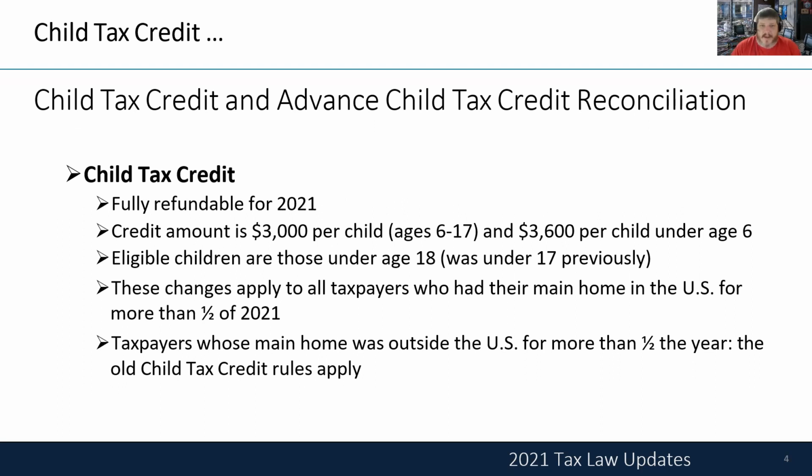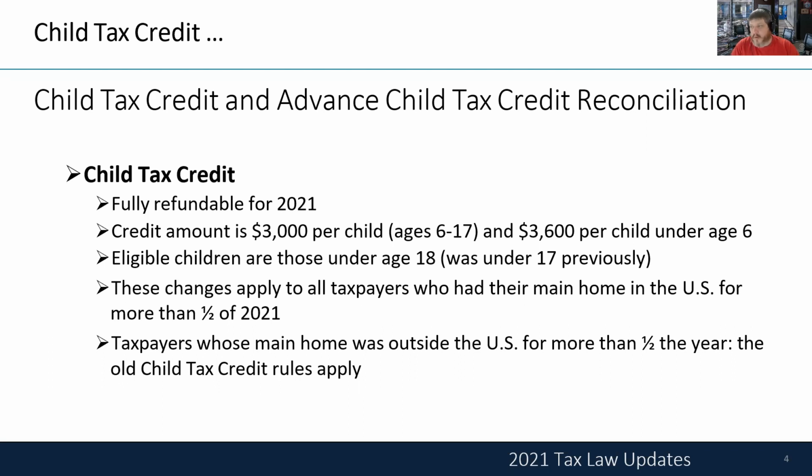Child tax credit for tax year 2021 is fully refundable. Previously, it was partially refundable, partially non-refundable. It is 100% refundable this year. The credit amount increased from $2,000 to $3,000 for children ages 6 through 17, and $3,600 for each child under the age of 6, so 5 and under. I don't know if you caught it, but eligible children are those under age 18. It used to be under age 17, now it is under age 18.